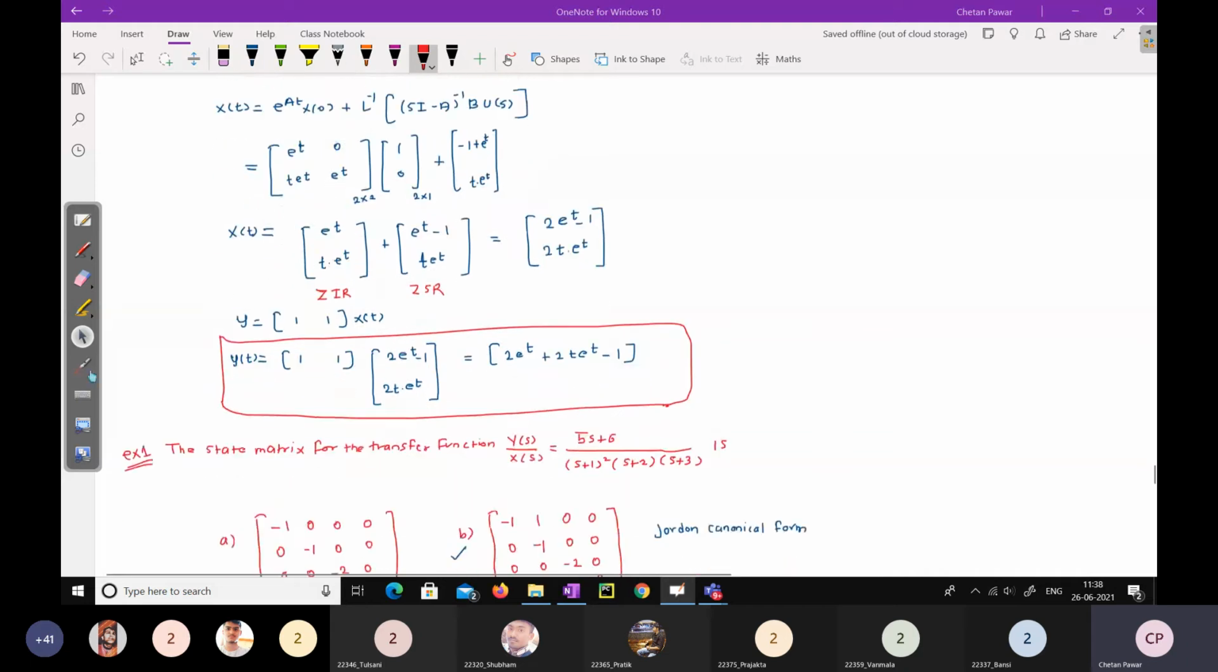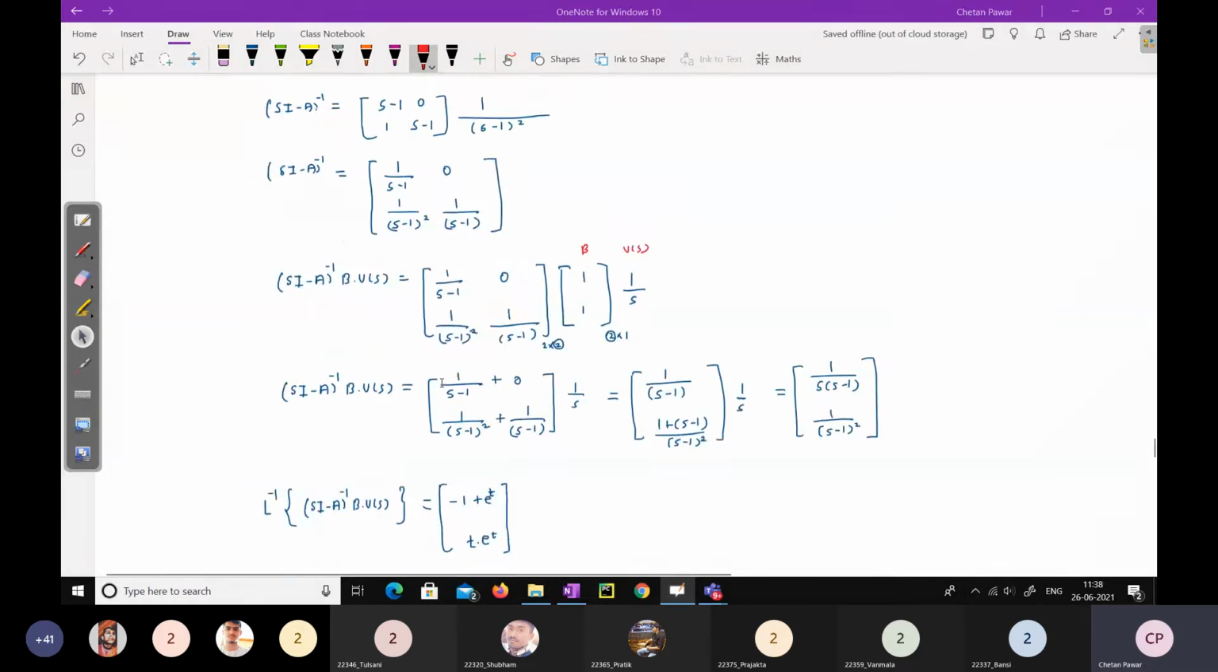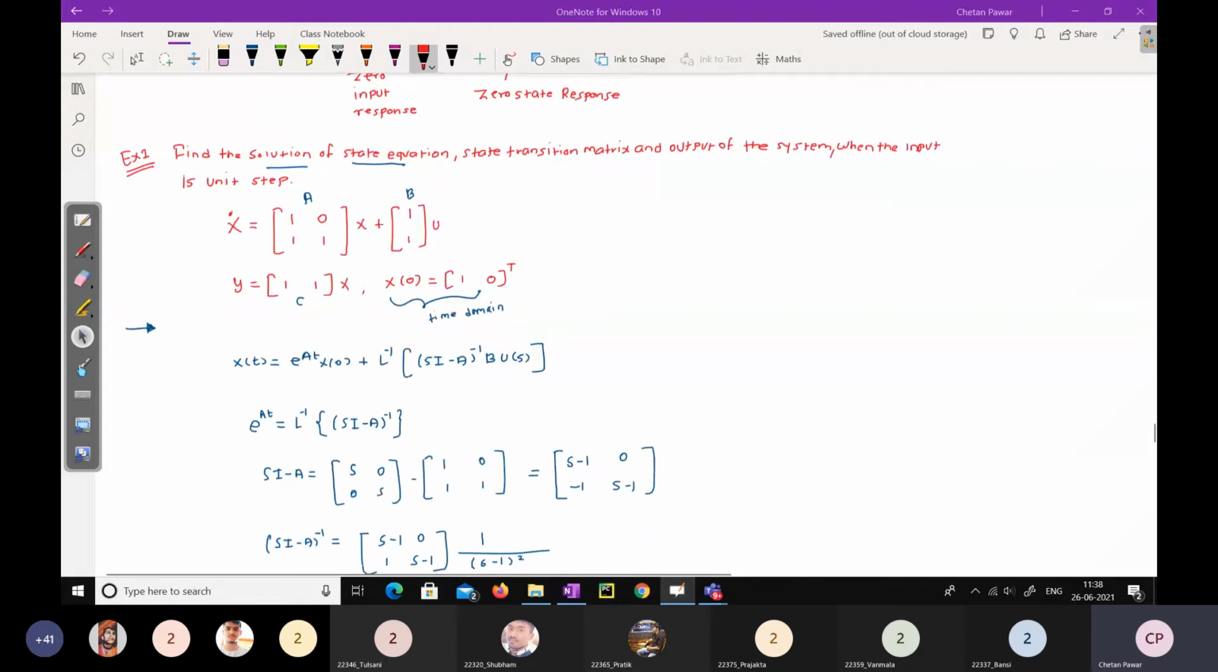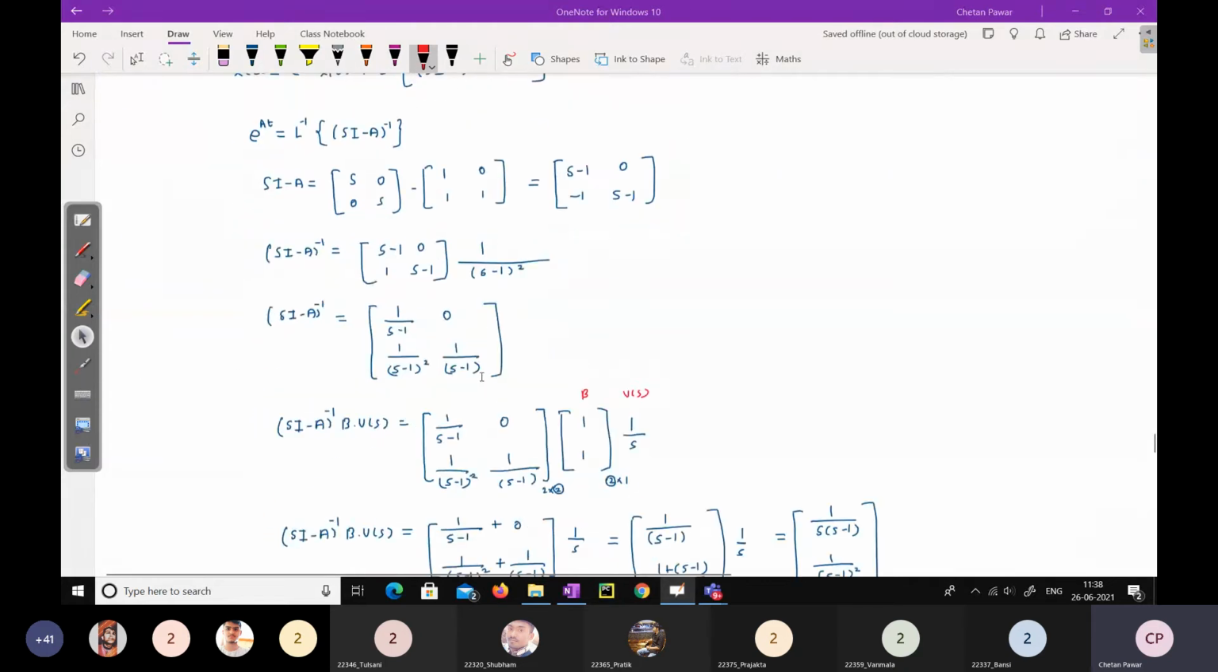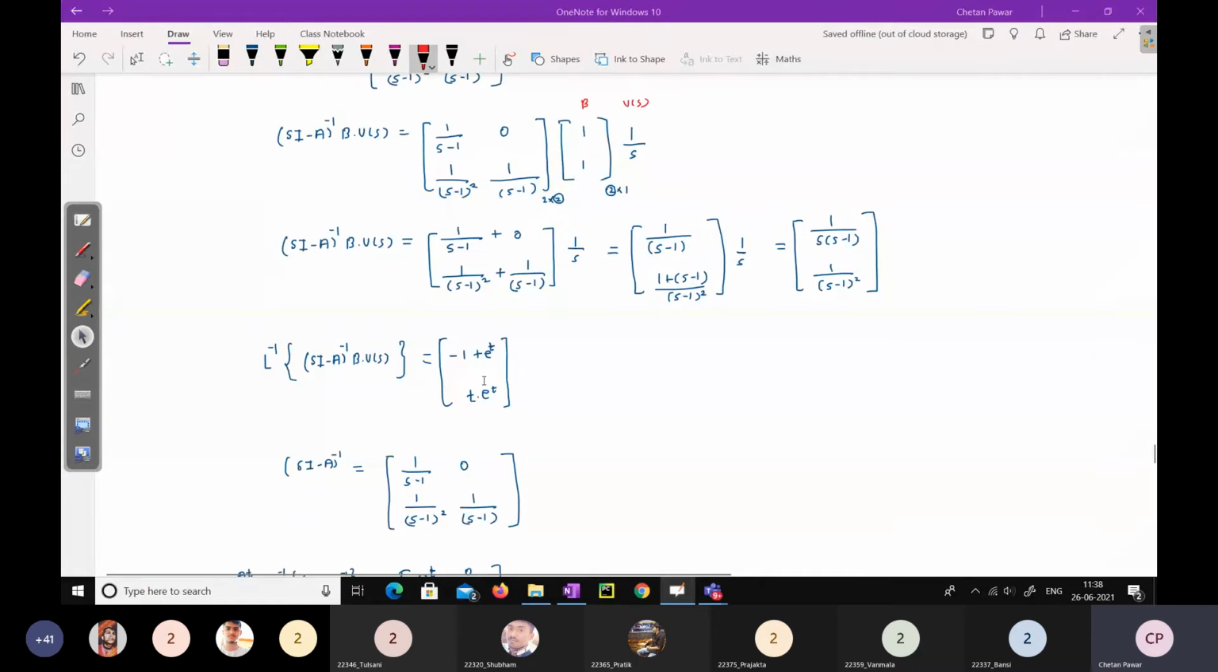Okay. This will be the output value. Output equation we can say in time domain. So like this way you can find out a solution of a state equation, output of the system, and the state transition matrix. So any doubt here? Any doubt?